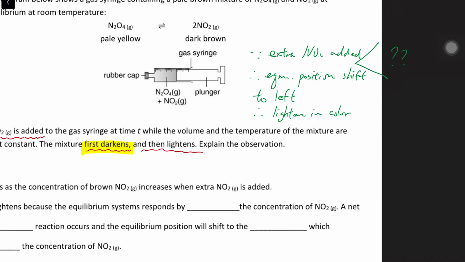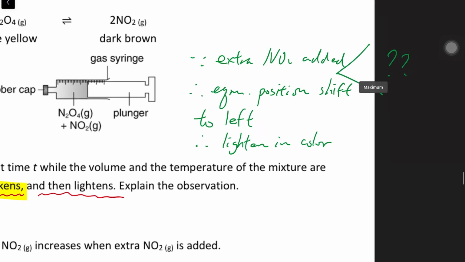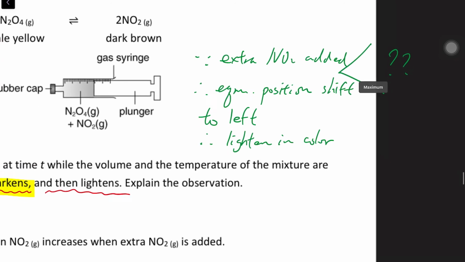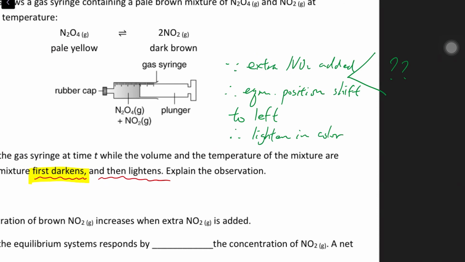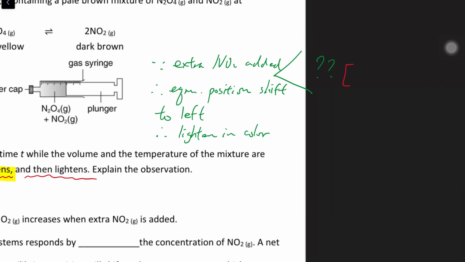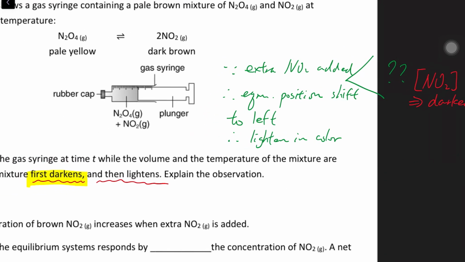The reason behind is why it first darkened. Sorry, your green sentence hasn't mentioned anything, okay? The reason behind is after extra NO2 is added, you cannot deny that the NO2 concentration increases and results in a darker color first, okay? This should be the first step. Then the equilibrium position will shift, because as I mentioned last time, equilibrium undergoes, we need time for the equilibrium position to shift and wait for the new equilibrium to be achieved, okay?